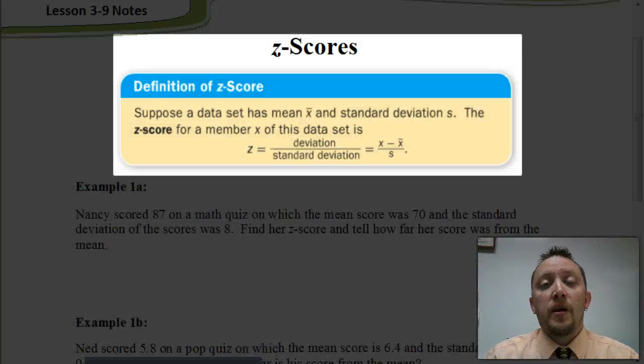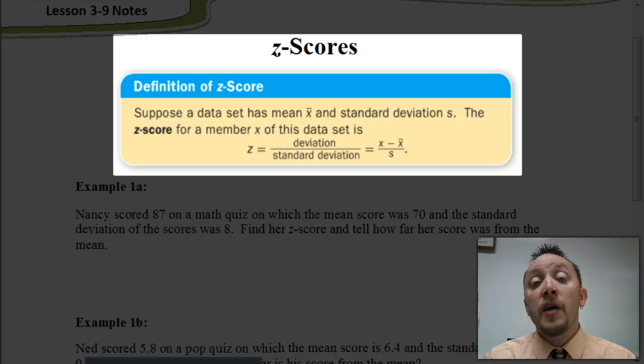Well, welcome. In this video, we're going to be looking at something called a z-score. What a z-score does is it enables us to compare pieces of data within the same set to figure out how it compares to the other numbers in the set. Or we can also use z-scores to compare two separate z-scores to figure out maybe how one person did on a test or in a race versus another person.